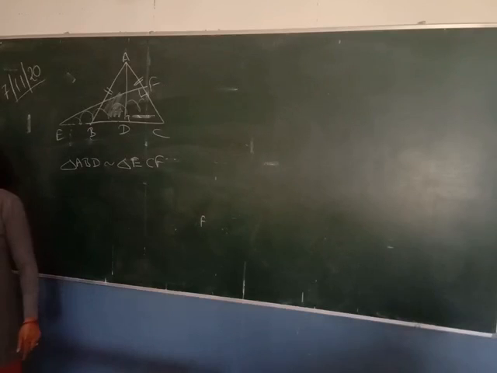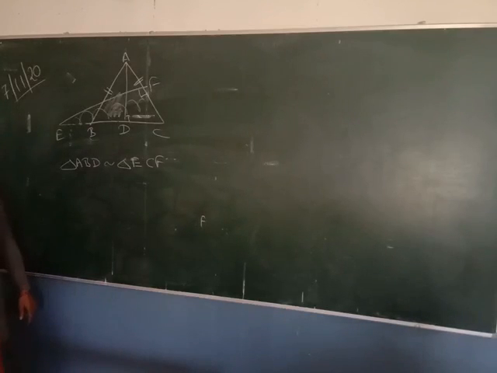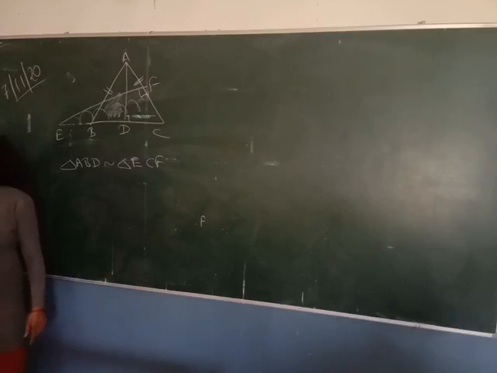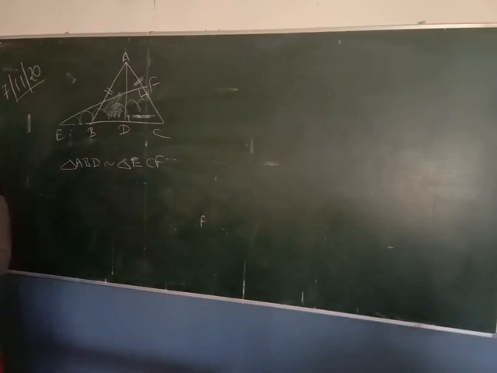Shantanu. Angle C is equal to angle B. Very good. Why? Angle opposite to equal sides are also equal. Okay, very good. Sit down.